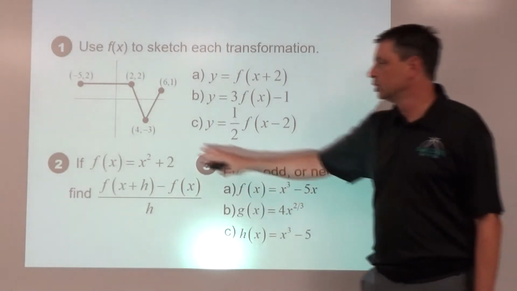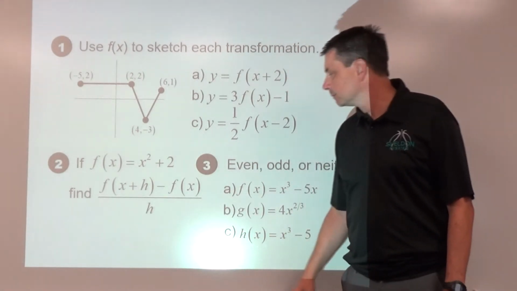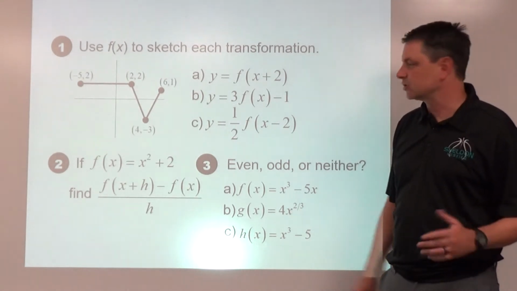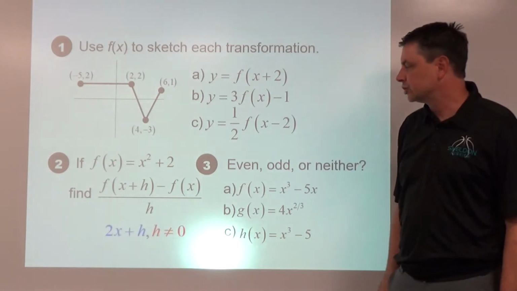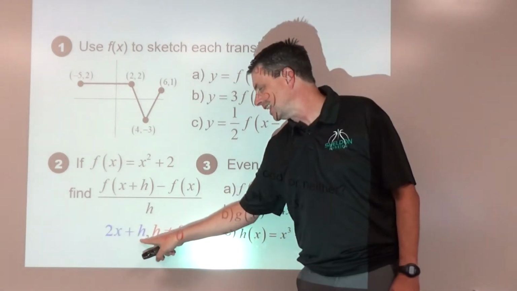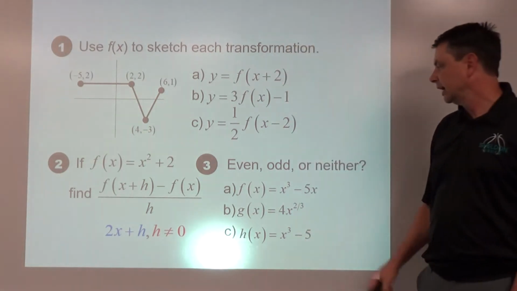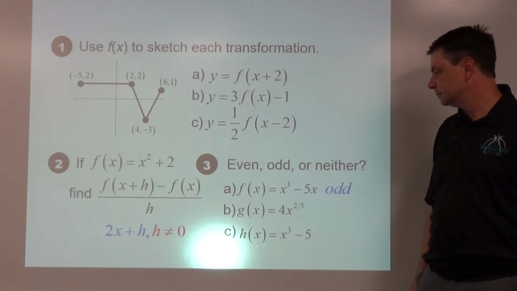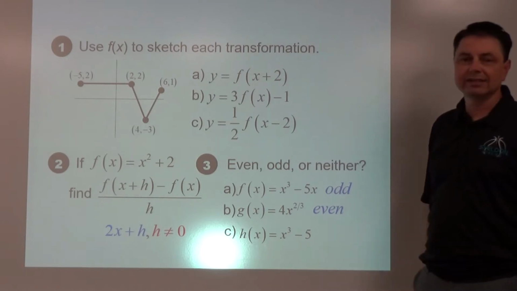All right, part 2, a little more practice on the difference quotient formula. You should have gotten this one. It's not too bad, being it's only 2 terms there. You should have gotten 2x plus h, h cannot equal 0. And for our last one here, f is odd, g is even, h is neither.